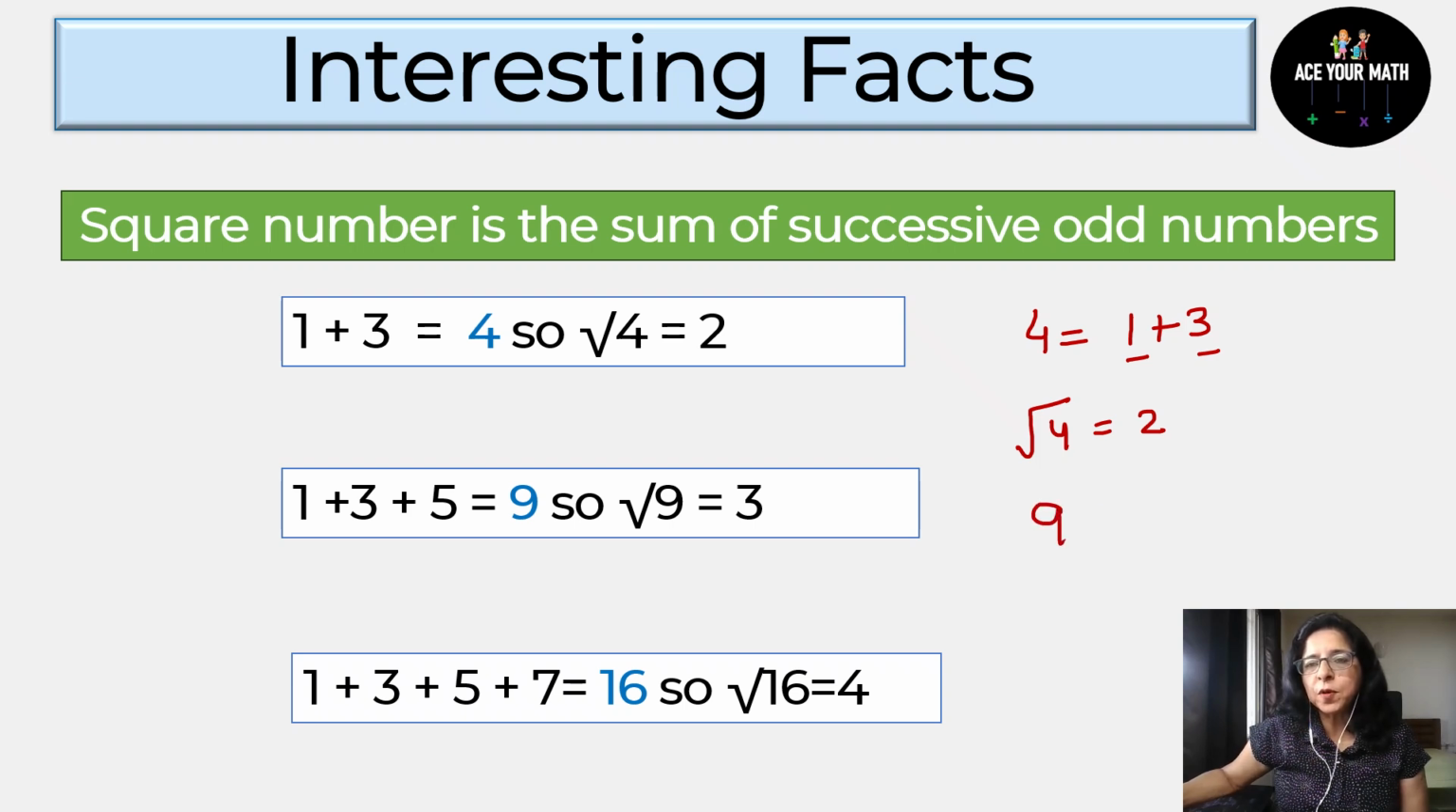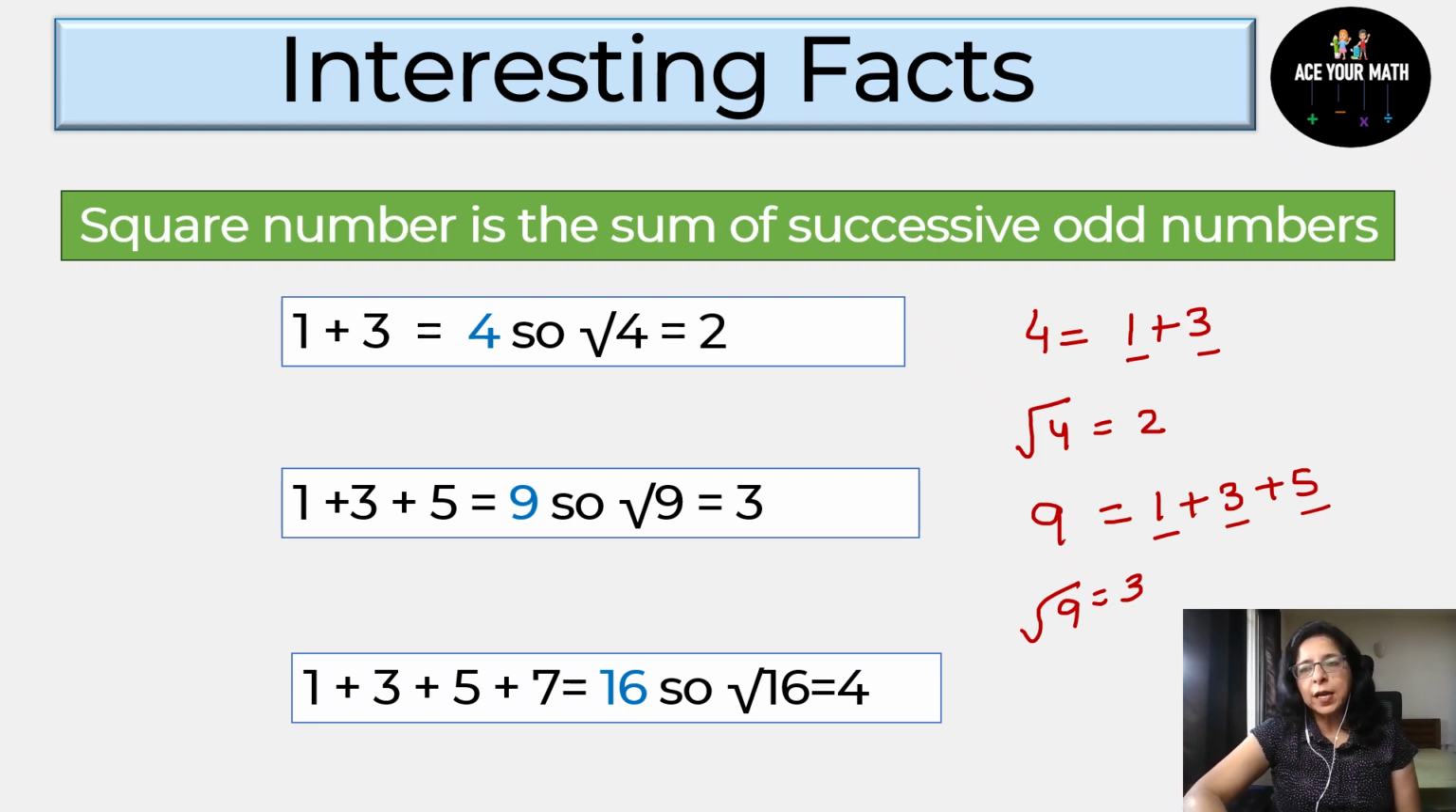Similarly, we can try one more thing. 9 is also a perfect square. If you see how many odd numbers come before 9, it is 1, 3 and 5. And if you add these three, this will make 9 only. So how many odd numbers are you adding? Three odd numbers. So the square root of 9 is nothing but 3. Similarly, 1 plus 3 plus 5 plus 7 will give you 16. So what is the square root of 16? Square root of 16 is 4, because you are adding 4 successive odd numbers.